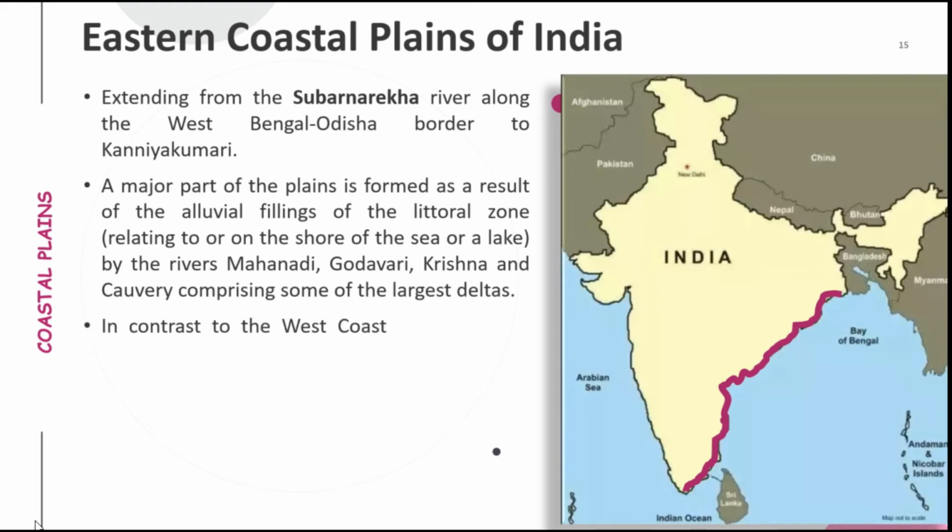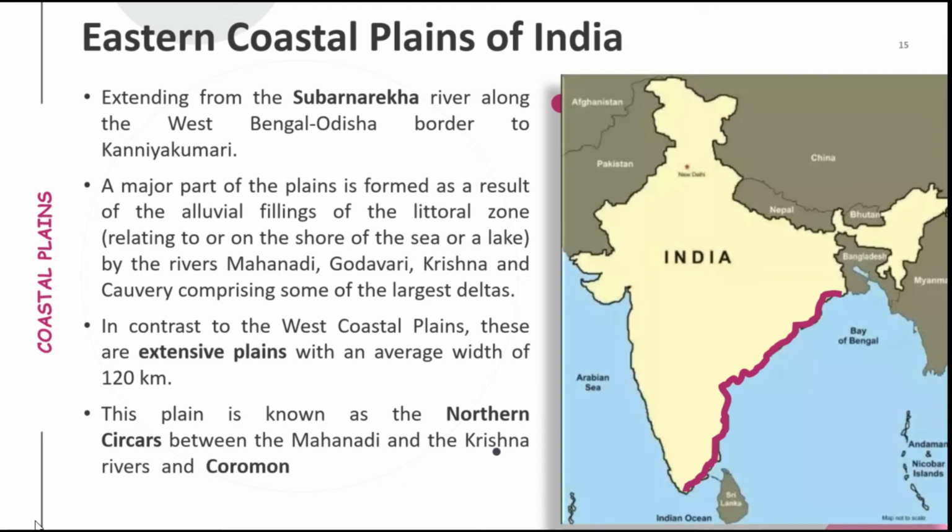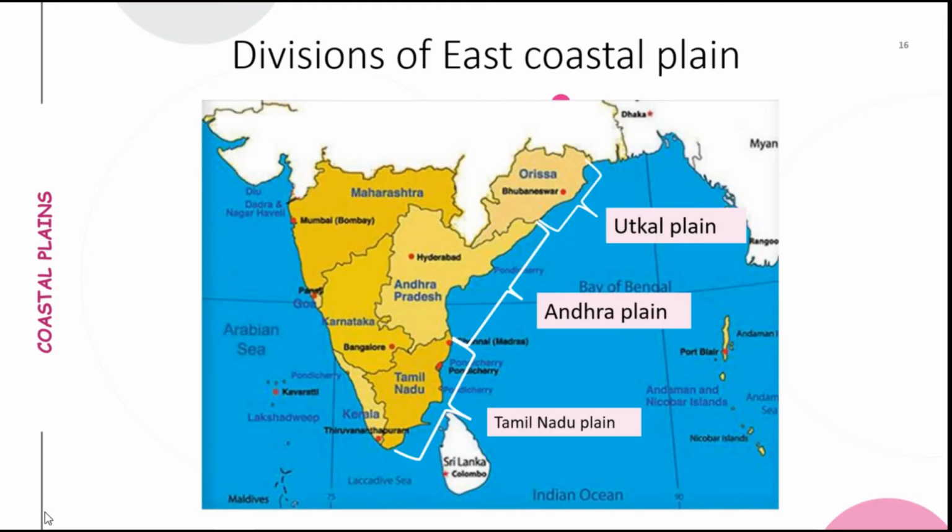In contrast to the west coastal plain, these are extensive plains with an average width of 120 km. This plain is known as the Northern Circars between the Mahanadi and the Krishna rivers, and the Coromandel Coast between the river Krishna and Kanyakumari. Now, the divisions of the East Coastal Plain.